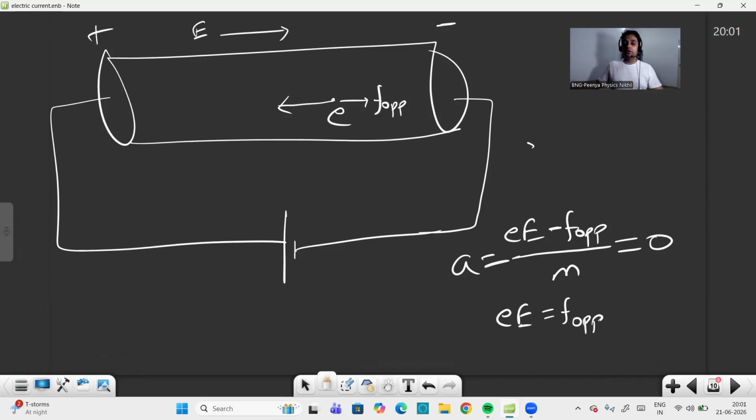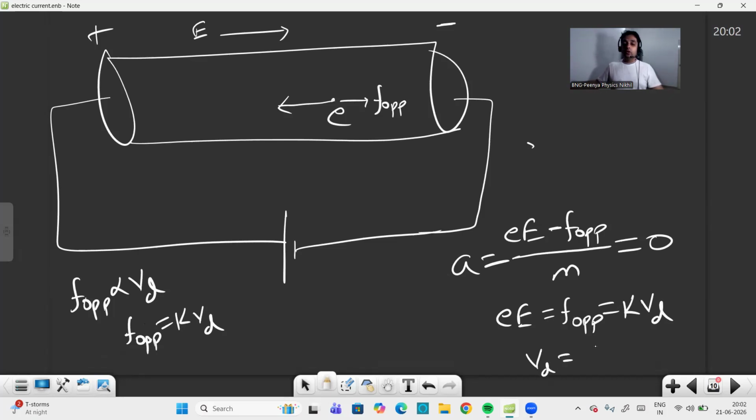The opposition force on the moving electron depends on how much speed it has. If its speed is more, its opposition force is more. So F opposition is proportional to the drift speed, and we can write F opposition as K VD, where K is a constant. Then VD equals e by K into E, and this e by K term we define as mu, where mu is mobility.